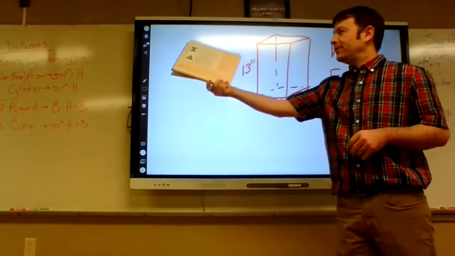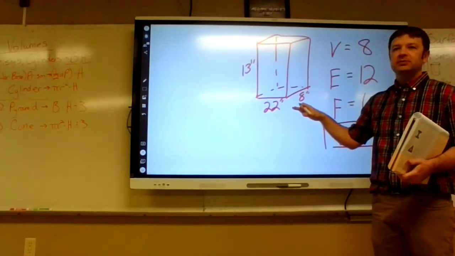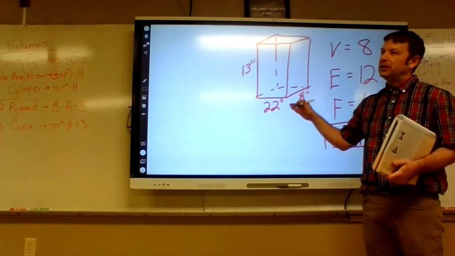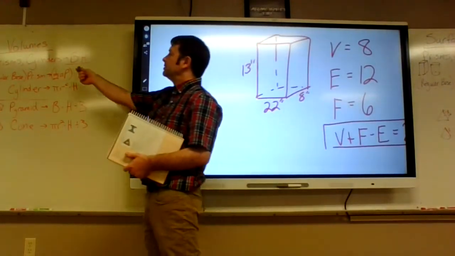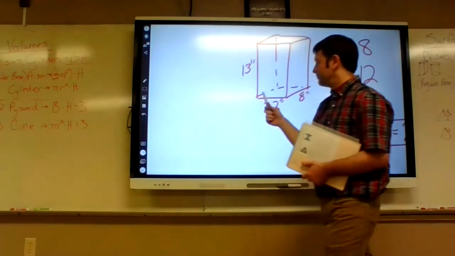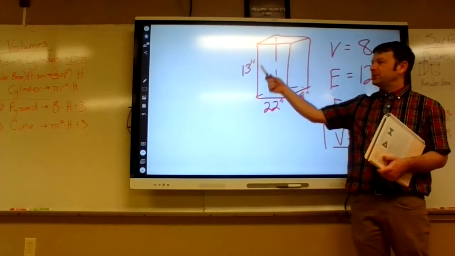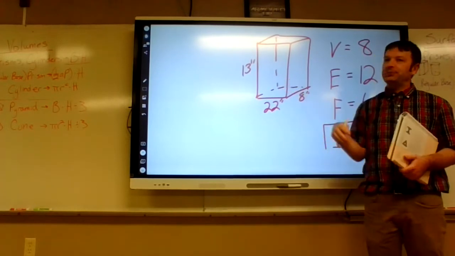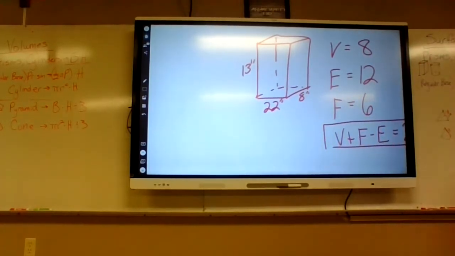If I was finding the volume of this, what would I do? You do the area of the base times the height. How do I find the area of the base here? 8 times 22. Times the height, 13. So the volume of a rectangular prism is 22 times 8 times 13. Just multiply the 3 dimensions together. Super easy. That's not what we're doing here, though.